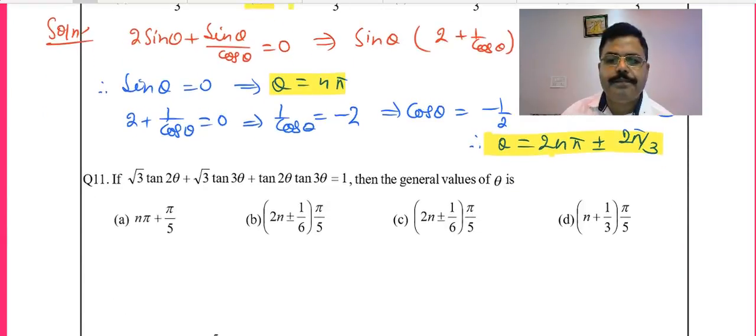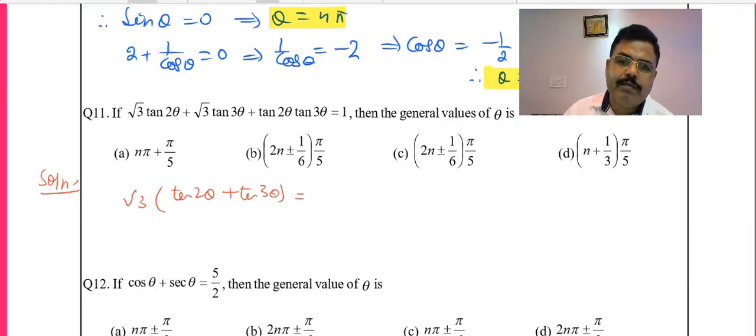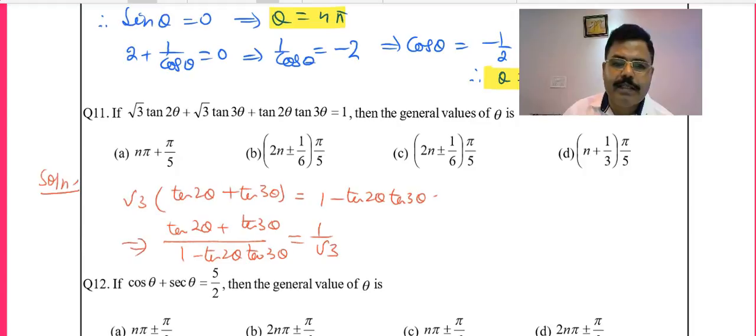Now the next question would be: it is given root 3 tan 2 theta, then 3 theta, and this. So, can I write like this? The solution would be like this. If I take this common, root 3 into tan 2 theta plus tan 3 theta is equal to 1 minus tan 2 theta tan 3 theta. So that can be written as tan 2 theta plus tan 3 theta upon 1 minus tan 2 theta tan 3 theta. Can I write like this? Is equal to this, root 3 will come like this and this will be like this.